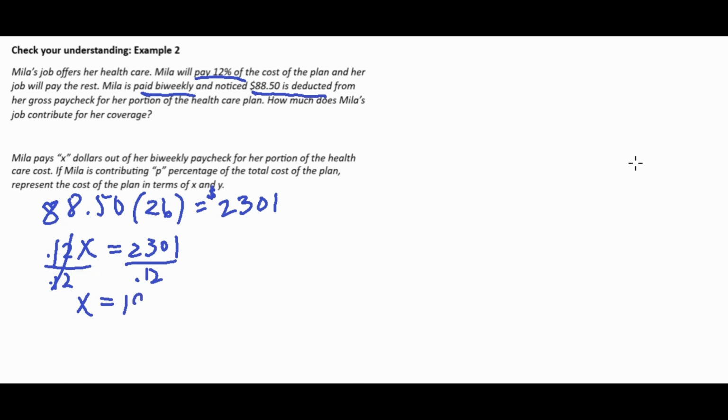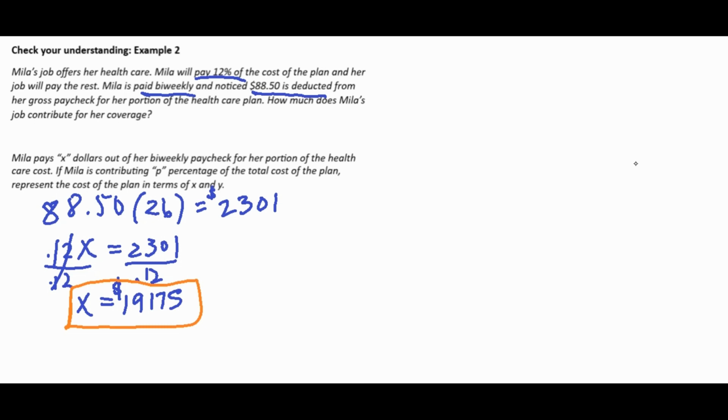And when I do that, I end up finding that the total cost of the plan is $19,175. I mean, that's a lot of money that the employer is going to end up paying. You're only paying 12%. You're only paying the $2301, well, Mila is anyways. And the remaining amount is going to be what her employer pays.